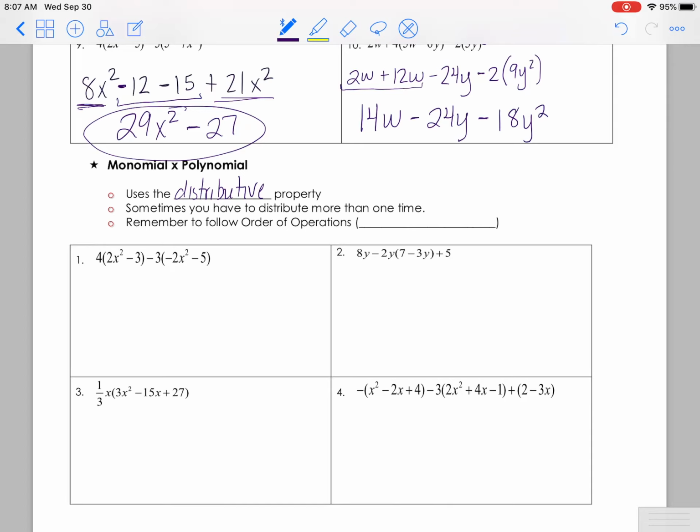Then I got a negative 4 plus 3 plus 2. And again, I hope you're paying attention. I'm taking the sign in front. So negative 4 plus 3 plus 2 should give me a positive 1. And that's what you should have for that one.